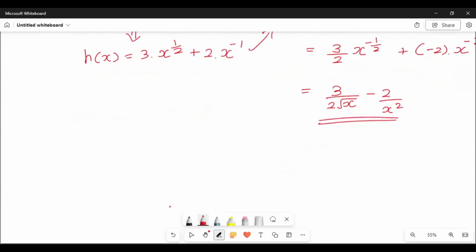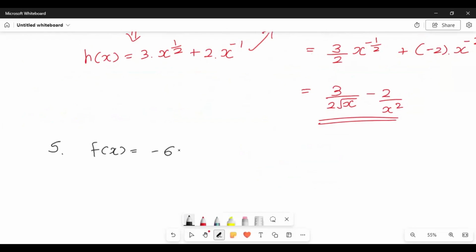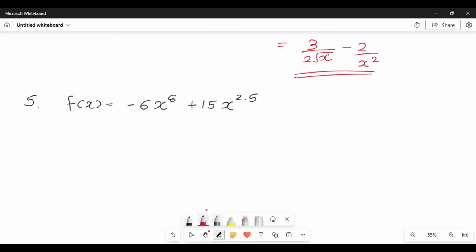Okay, so let's move into the last question. It's going to be f(x) equals negative 6 times x to the power of 8 plus 15 times x to the power of 2.5. Okay, so let's move into the solution. f dash x equals negative 6 times 8 times x to the power of 8 minus 1, plus 15 times 2.5 times x to the power of 2.5 minus 1.